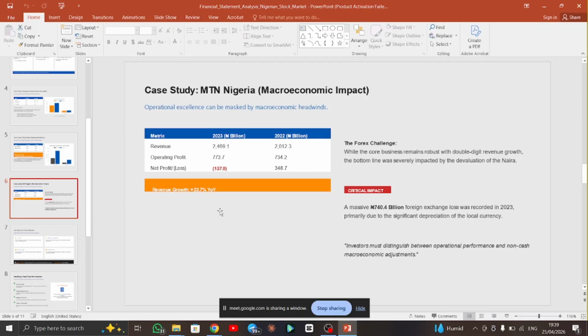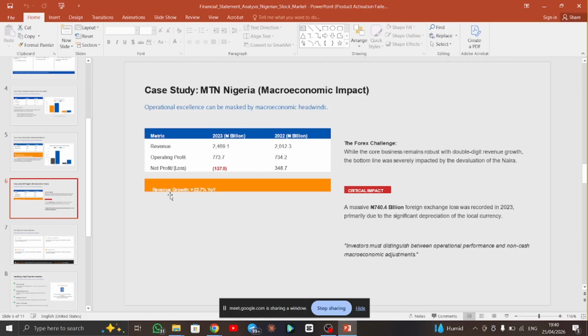That's why we have 137.0, while that of 2022 is 348.7. Now, this is something that can happen. And when you see such data, you will know that there is a question to be asked. Now, if you look at it, we have a challenge here. We said, while the core business remained robust with double-digit revenue growth, the bottom line was severely impacted by a devaluation in naira, right?